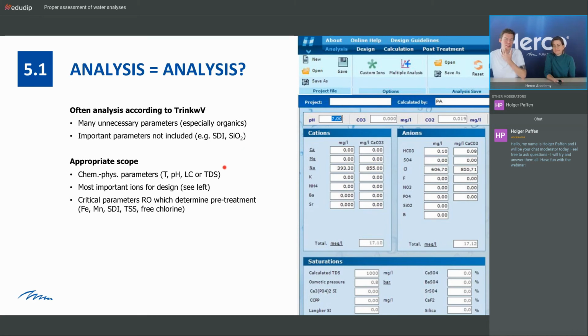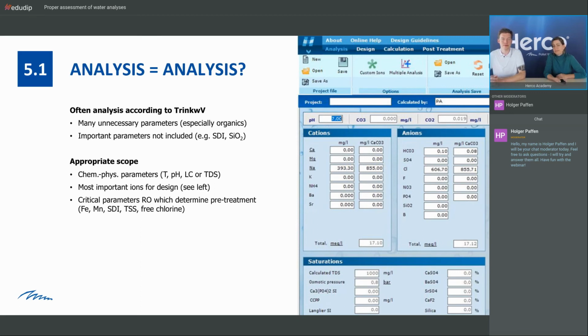And we always need an appropriate scope. So for the chemical-physical parameters, like temperature, pH, electric conductivity, sorry, it should be EC or TDS. And they are the most important ions for this design. See the right side, not left. And the critical parameters for the RO, which determine the pretreatment, are iron, manganese, silt density index, and so on. You see they're not included here because we already expect that they are removed with the pretreatment. Exactly. That's important to know.